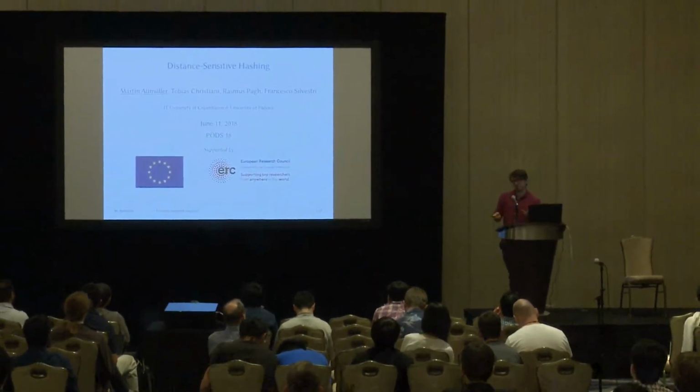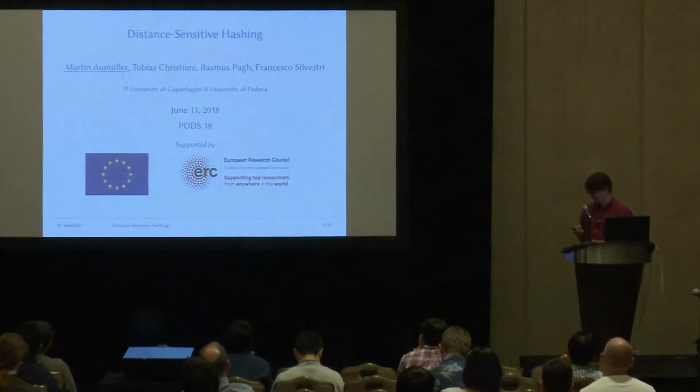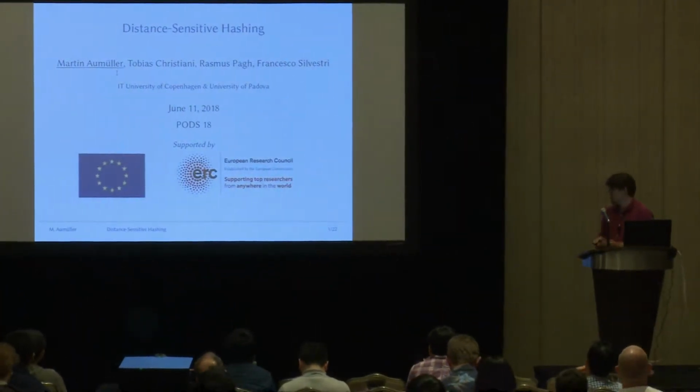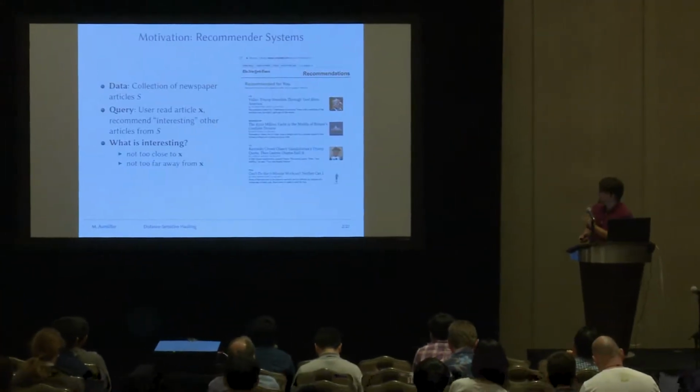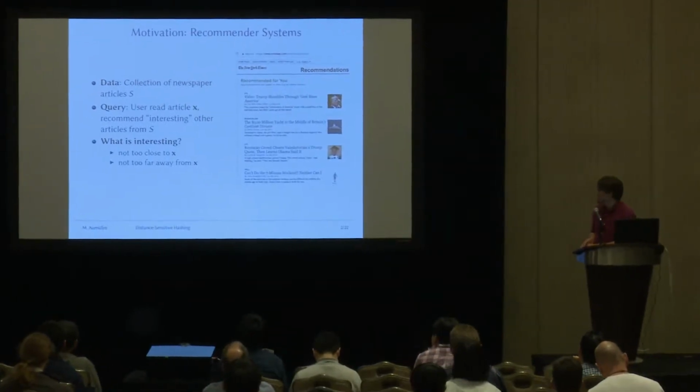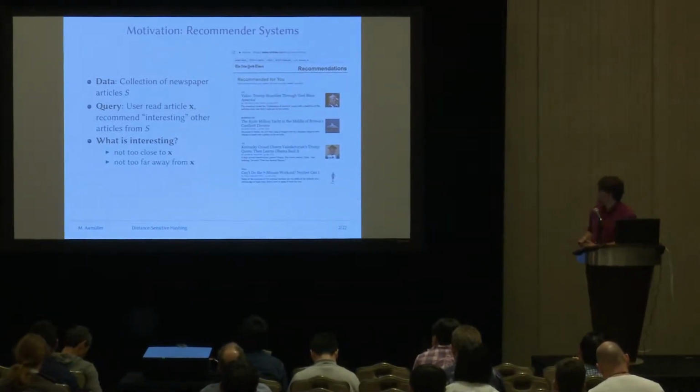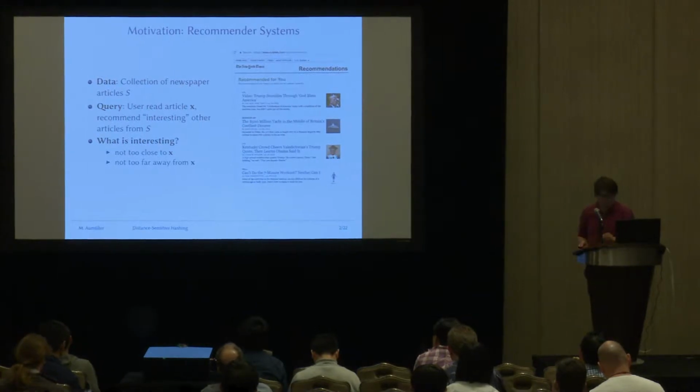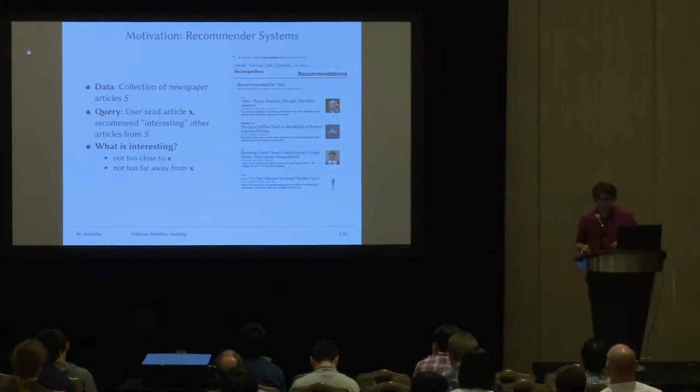So, hello again. This is joint work with Tobias Cristiani, Rasmus Pei, and Francesco. Francesco is in the audience. It's about distance-sensitive hashing. Distance-sensitive hashing came up as a result from studying some kind of recommender system problem. Say we run a large newspaper agency. We have this collection of all our newspaper articles. Let's say we are the New York Times.